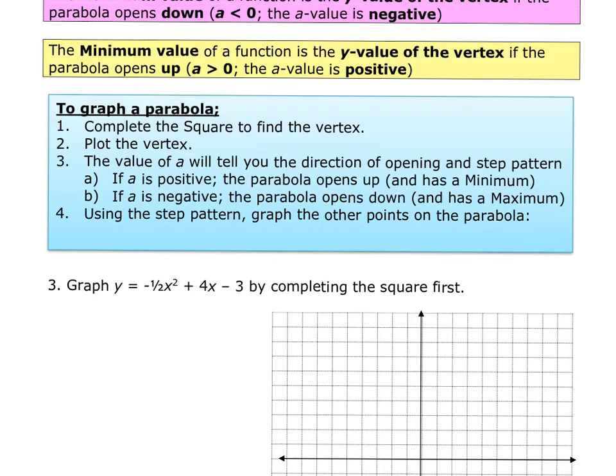The steps that we will use to graph a parabola: step 1, complete the square to find the vertex. Step 2, plot the vertex. Then we will look at the a value and it will tell us the direction of the opening as well as the step pattern. If a is positive, the parabola opens up and has a minimum. If a is negative, the parabola opens down and has a maximum. And step 4, we are going to use the step pattern to graph the other points on the parabola. You may recall that the basic step pattern when the a value is 1 is 1, 3, 5, 7, and so on.